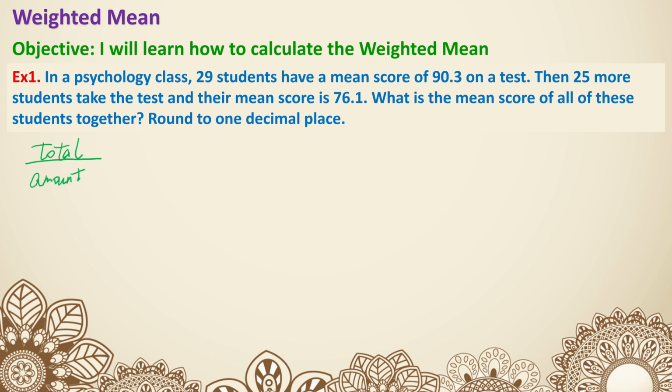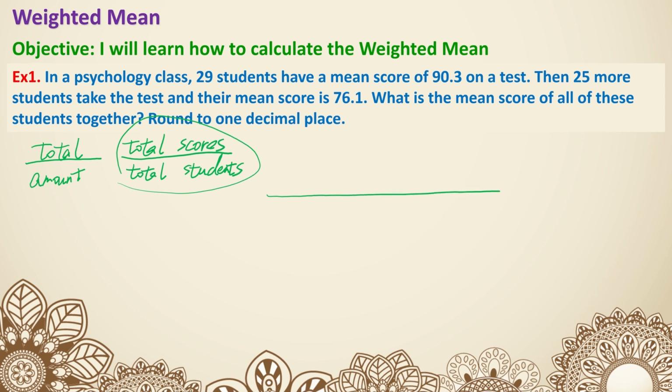And in this specific case, it is total score divided by the total students. Okay, so let's use that idea. The total students is actually easier to work with first because we have 29 students first and we have another 25 more. So in total is 29 plus 25, which is 54 on the bottom of the fraction. As for the top, we need the total score. So we actually need the total score for the first group of students, and that will be 29 times 90.3.